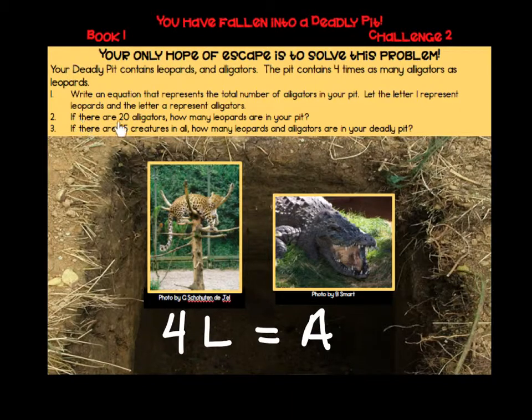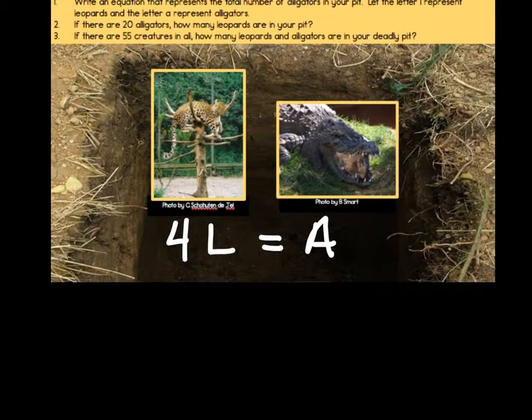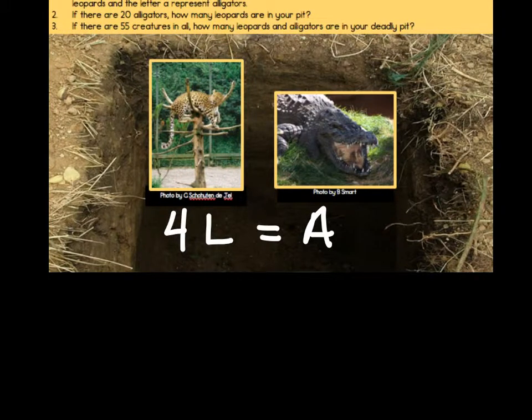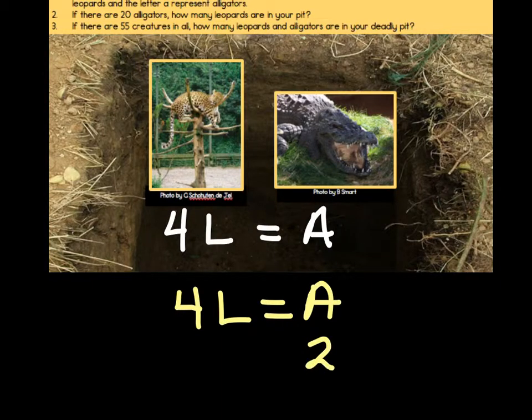So now, if there are 20 alligators, we want to know how many leopards are in your deadly pit right here, my friends. All right, so the first thing I'm going to do is raise this so I got a little bit of room. And then I'm going to copy down the same equation, 4L equals A. And then I'm going to look right up here and see that I've got 20 alligators, right? So instead of the A, I'm going to plug the 20 in right there. So I'm going to write a 20 right there. And then I'm going to drop the rest of the equation, right? And then I'm set. I've got 4L equals 20.